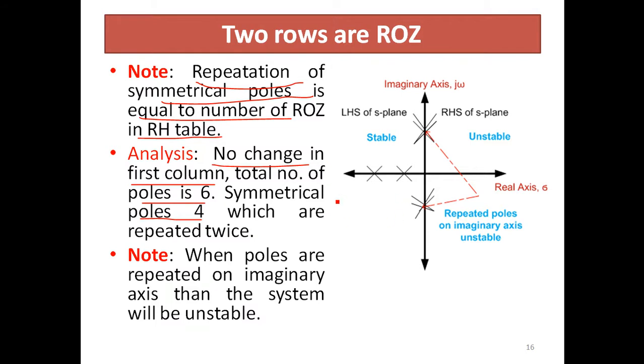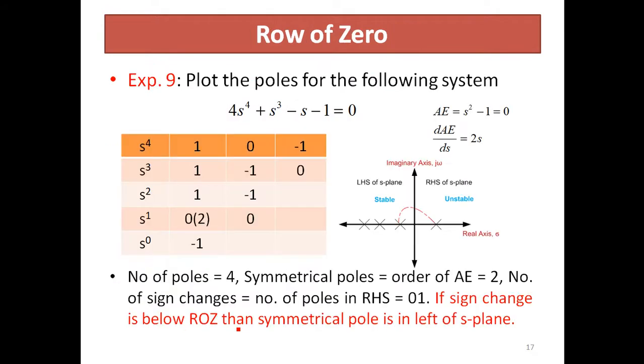What about 2 roots, remaining 2 roots? Those may be lying in the LHS of S-plane. Next note you can make: when poles are repeated on imaginary axis, then the system is unstable. We have previously discussed it.